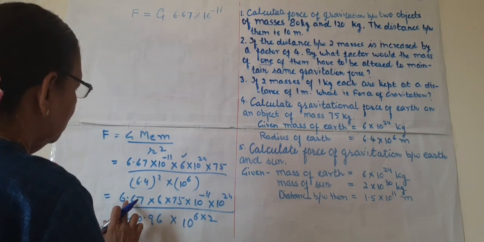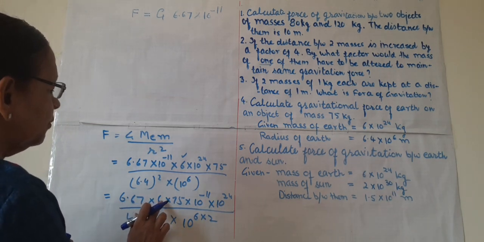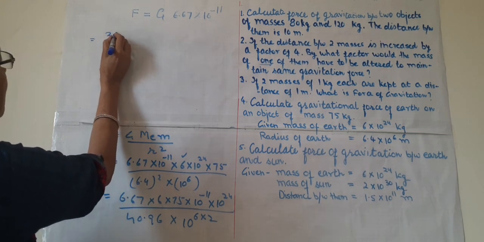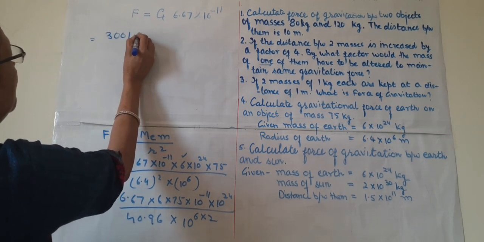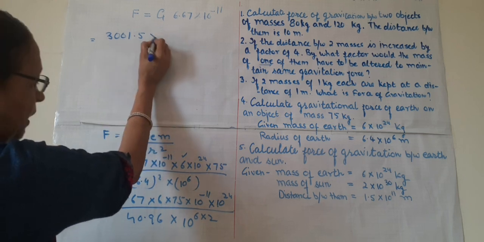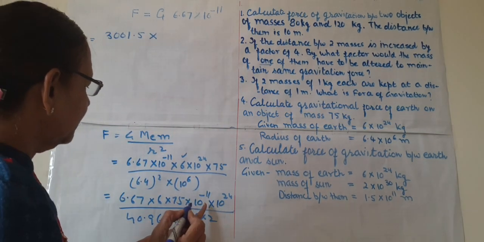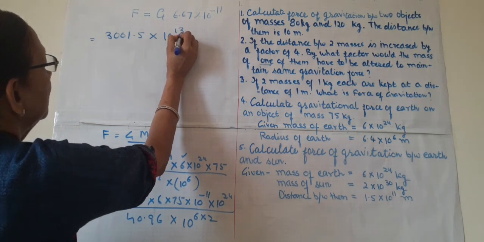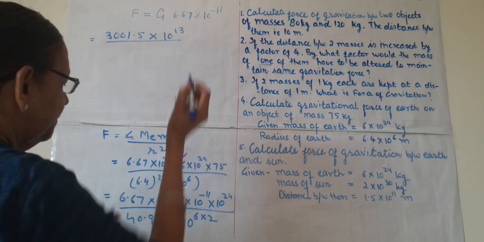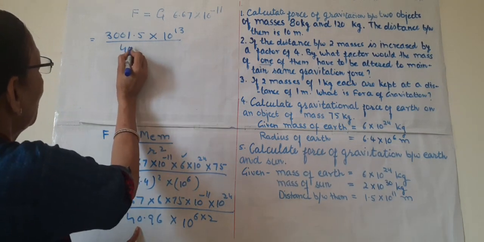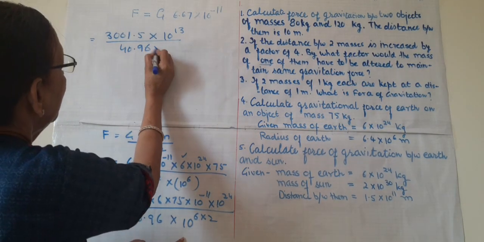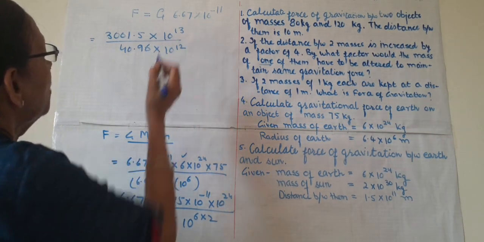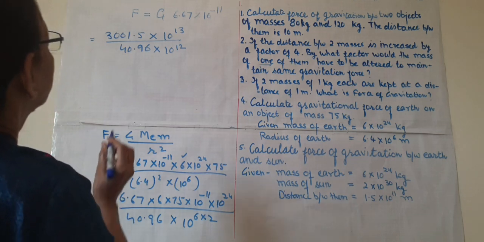When we multiply 6.67 into 6 into 75, it comes to 3001.5 into, we subtract this 11 from 24, so it will be 10 to the power 13, divided by 40.96 into 10 raised to power 6 to the 12. Now our equation is this.